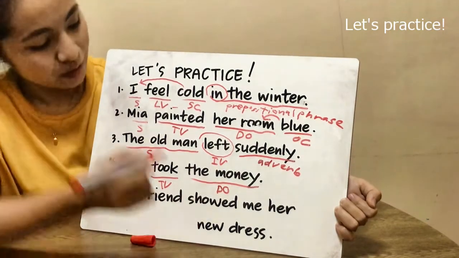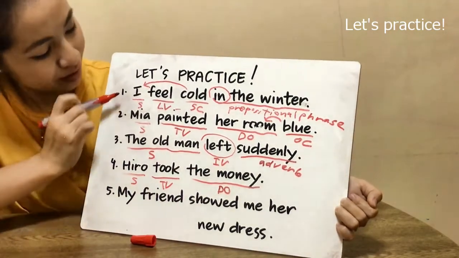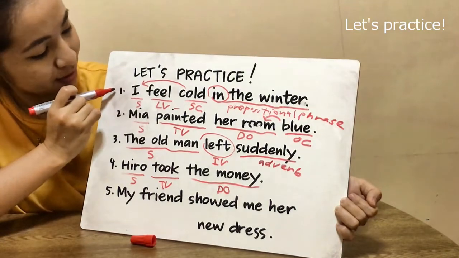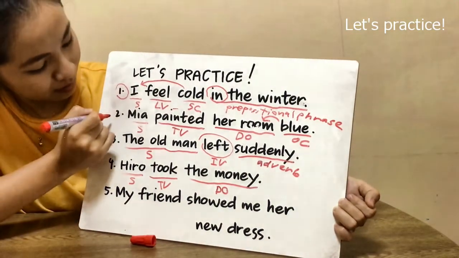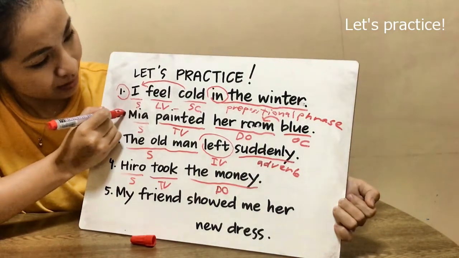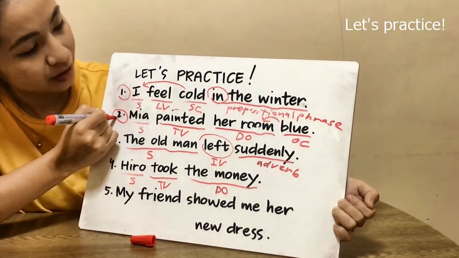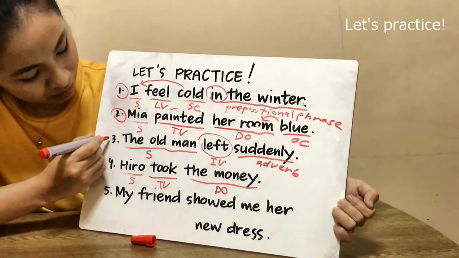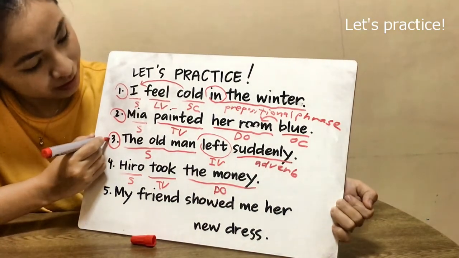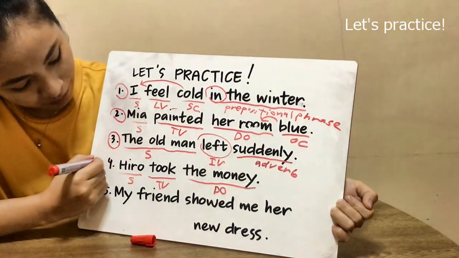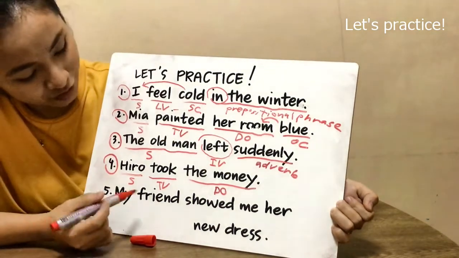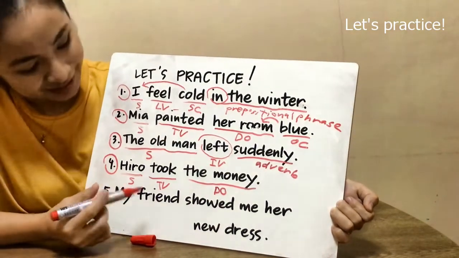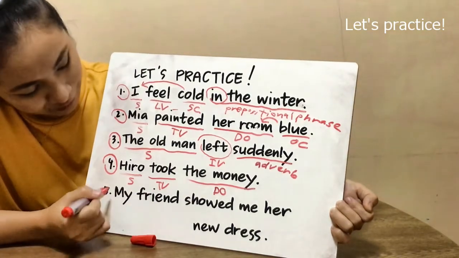Okay, so we have here the first one. This is the second pattern. The second one, this is the fifth pattern. The third one is the first pattern. And how about the fourth one? This is the third pattern. So now, let's try the fifth sentence.